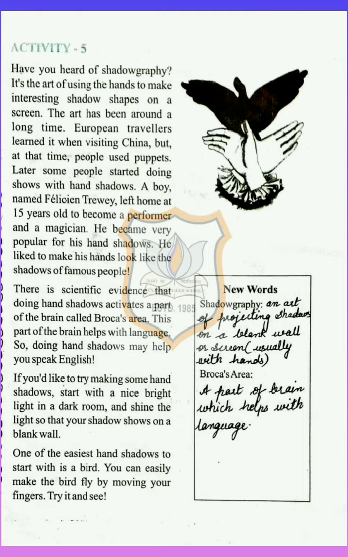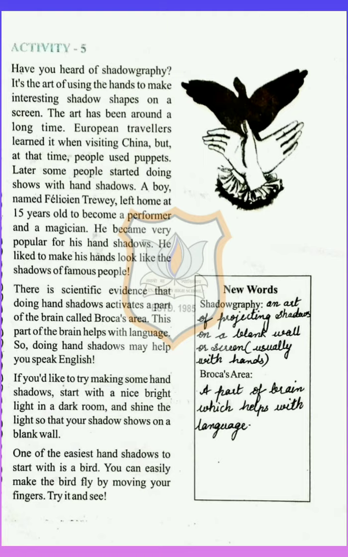There is scientific evidence that doing hand shadows activates a part of the brain that is called Broca's area. This part of the brain helps with language. So doing hand shadows may help you speak English. If you would like to try making some hand shadows, start with a nice bright light in a dark room and shine the light so that your shadow shows on a blank wall. One of the easiest hand shadows to start with is a bird. You can easily make the bird fly by moving your fingers.